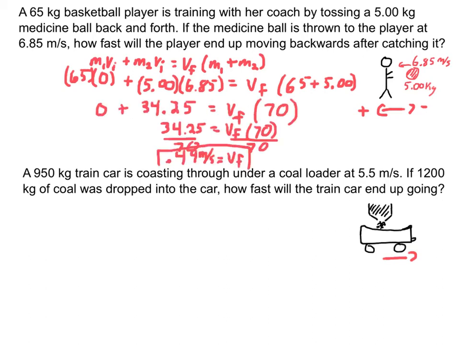And I end up with a final velocity of 0.49 meters per second, 2 sig figs because of this mass here, even though I have 3 here and 3 there, 2 sig figs, that initial mass. So she's going to move backwards at 0.49 meters per second.